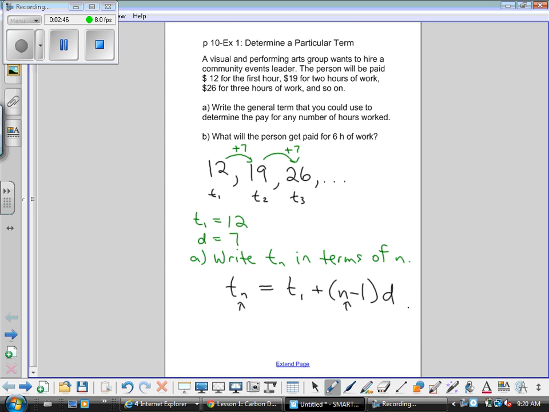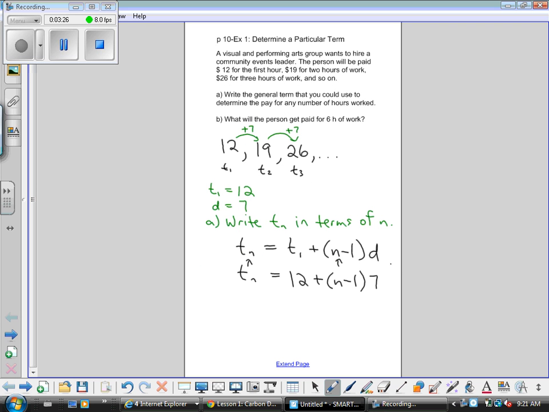What we want to do is just substitute numbers in for t sub 1 and for d. So we take t sub n, leave it as it is. Our first term we know is 12, and n minus 1, and the common difference is 7. Now that's a good way to leave it, but not the way that they're looking for, where they want it written as a nice linear equation. But what we have here says quite easily that we're going to find the nth term of our series by taking 12 and adding 1 less than n, n minus 1 sevens.